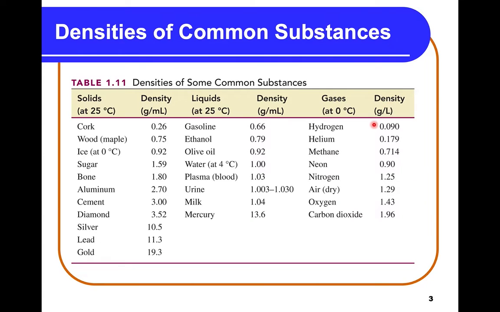However, I want to bring your attention also to the gases here. Notice that the unit has changed from grams per milliliter to grams per liter. We usually measure gases in grams per liter because their densities are so small, it's more convenient. And so all of these are very tiny compared to water. And so all of these different gases, if you were to put them in water, would bubble to the surface.